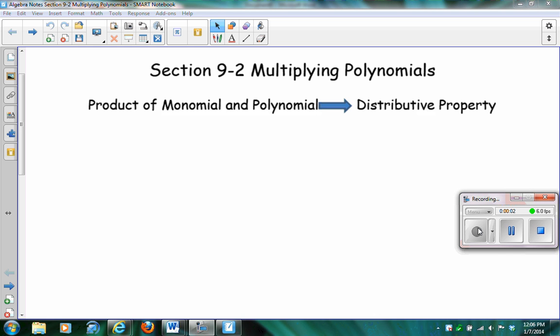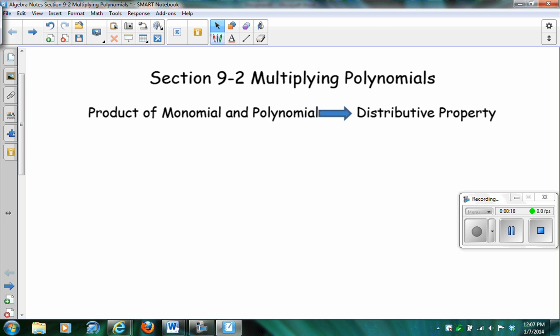This is section 9.2, multiplying polynomials. We're going to discuss how to multiply polynomials. We're going to begin with multiplying a monomial times a polynomial using the distributive property. So this is somewhat of a review for many of you, if you remember the distributive property, which we did back in chapter 1.